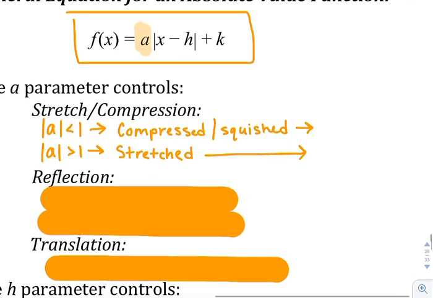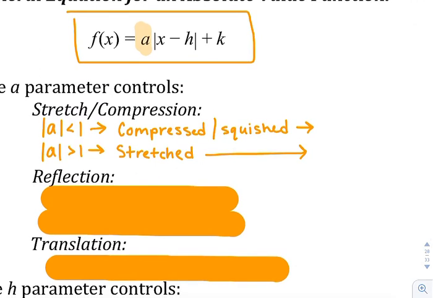Well, compressed or squished means it's flatter or wider. So what that's going to look like is something like that. When it's stretched, and actually let me try to draw that just a little better. There we go. So then when it's stretched, it's almost like you're taking the ends and pulling on them, stretching them like you would a rubber band. So what happens is it looks kind of skinnier or taller. So that's what it means when it says stretched.